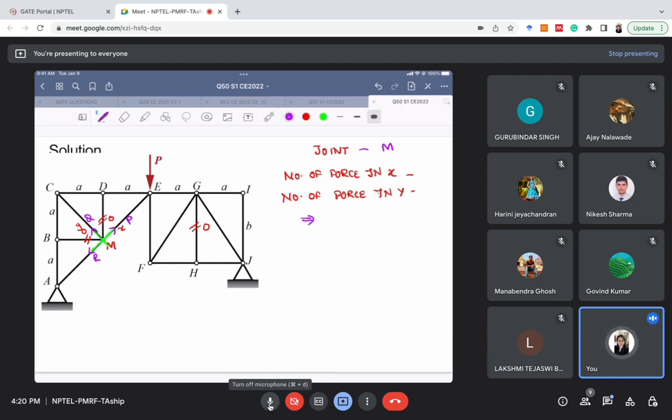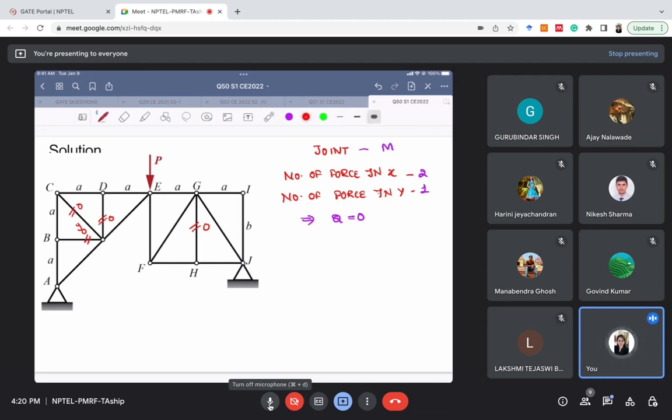Number of forces in X direction are 2, that is P and R. Number of forces in Y direction is 1, that is only Q. Other than Q, there is no other force acting in Y direction. It is 1. This implies that Q is 0. If any particular direction has only one force, then that force has to be 0 to satisfy the equilibrium. Hence, we can conclude that Q is 0. Since Q is 0, this member is a zero force member. After marking the zero force member, I can remove this coordinate system.